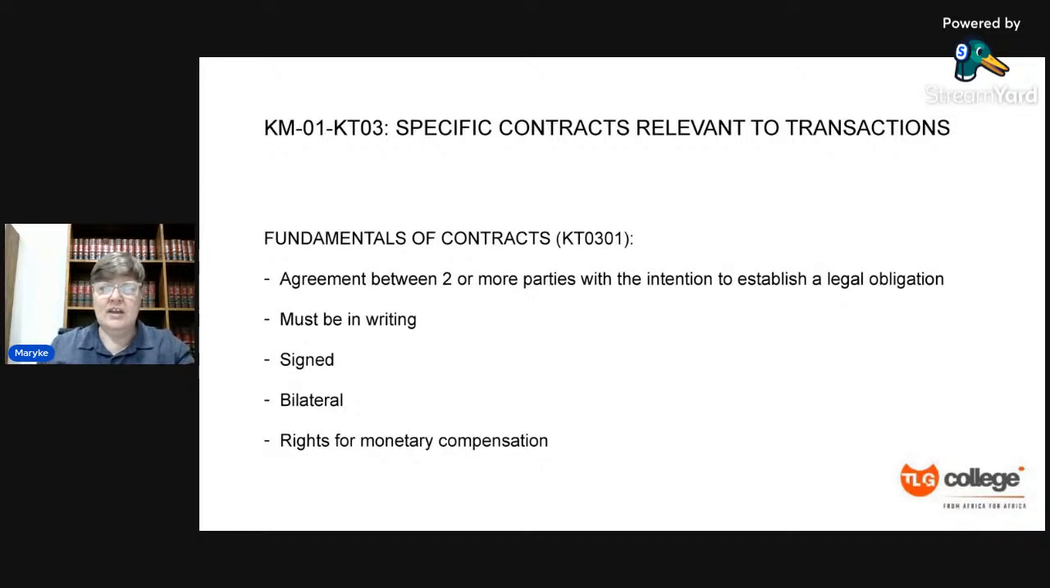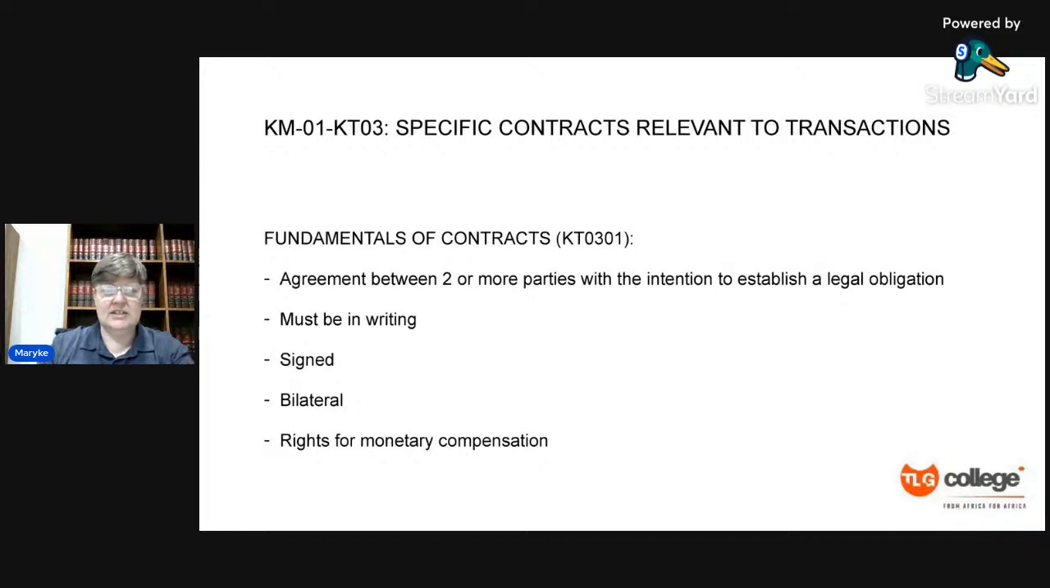Right, so for a contract to be legal and binding, especially in the real estate sector, it must be in writing. We can't just shake hands and say, I, Mr. Buyer, buy from you, Mr. Seller, this property, and this is the money that I will hand over to you. A contract is an agreement between two or more parties with the intention to establish a legal obligation. So that binding of the contract is to establish that legal obligation.